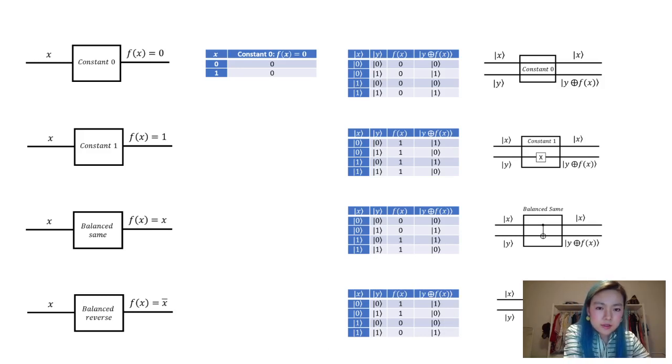The significance here is that if the function is constant, either constant 0 or 1, there's no interaction between the two qubits inside the oracle. But if your function is balanced, you have this CNOT in between them. You connected the two qubits inside the black box.